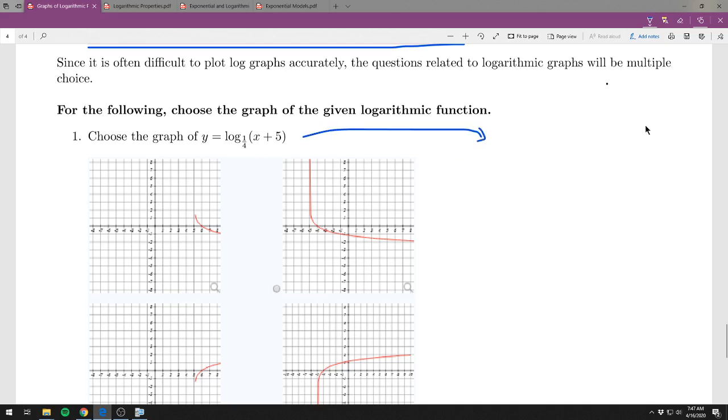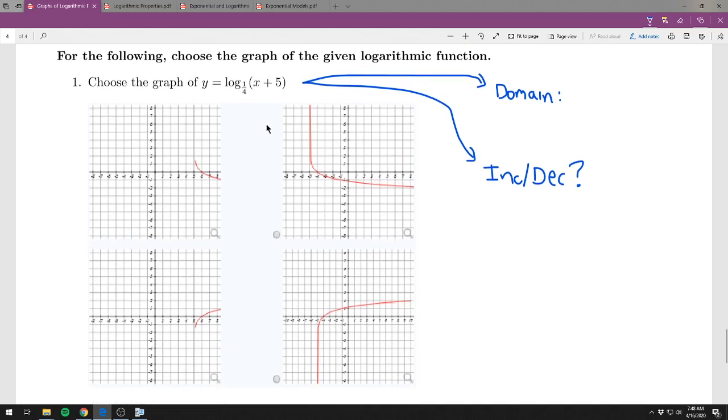Right, but I want to do those two things. I want to look at the domain of our equation here, and I want to look at whether it's increasing or decreasing, based on the base. If you can figure out those two things, that's really the only properties you can use to see which graph it is. All right, but it says choose the graph of y equals log base 1/4 of x plus 5. And we have these 4 choices.